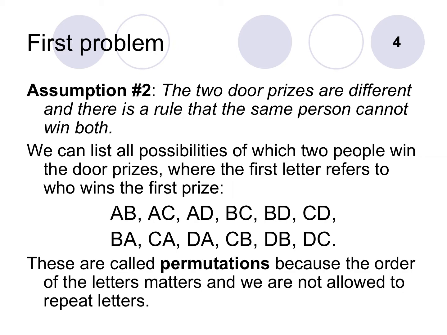Another possibility is that the 2 prizes are different. And so in this case, think very different. Think one prize is an envelope containing a $5 bill, and the other prize is an envelope containing the keys to a new car. So that's quite different.